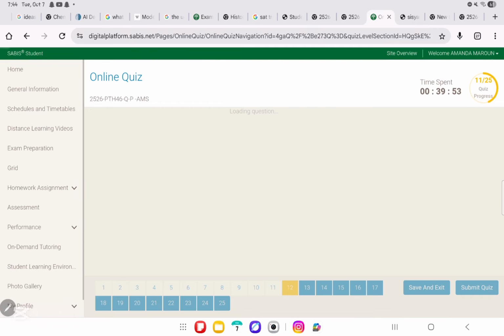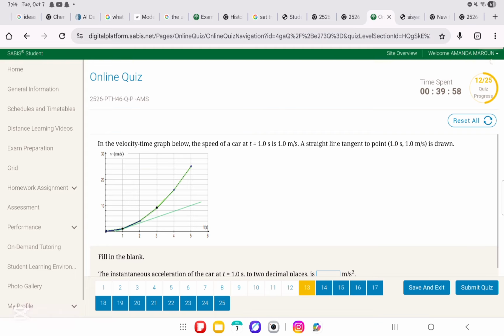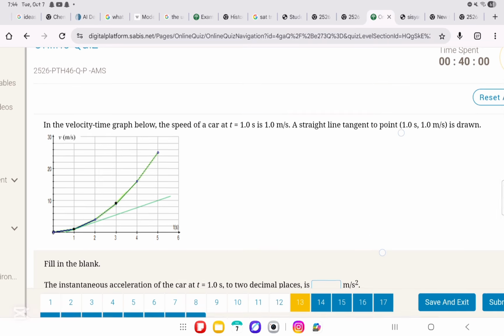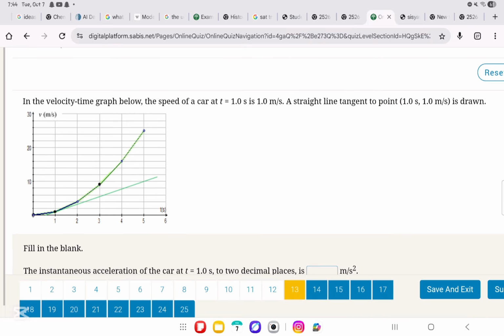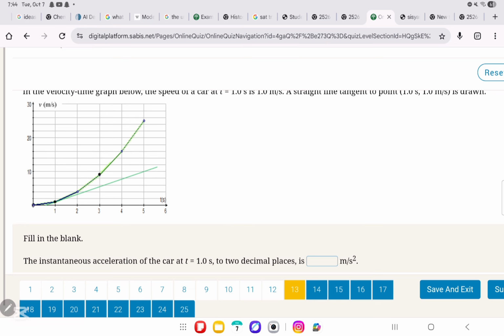Let's move on to question number 13. Hopefully, it will not take time to load as well. Perfect. Okay, in the velocity time graph below, the speed of a car at time 1 second is 1 meter per second. A straight line tangent to this point is drawn. They want the instantaneous acceleration.